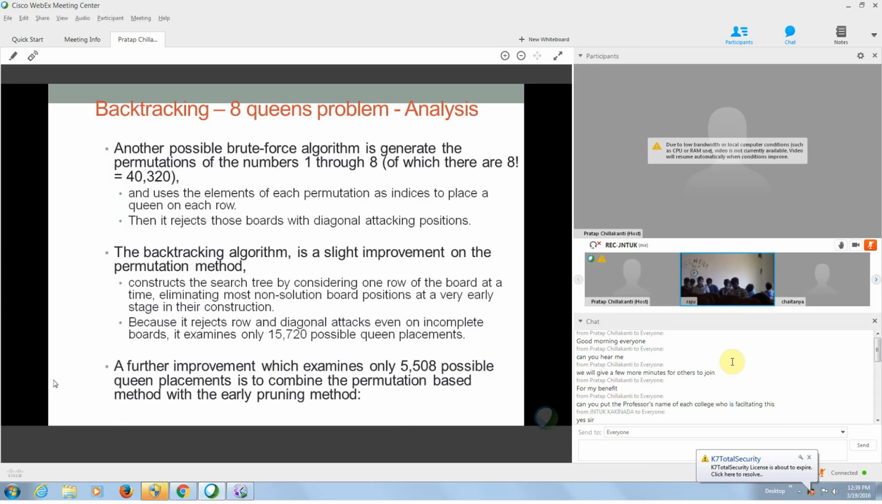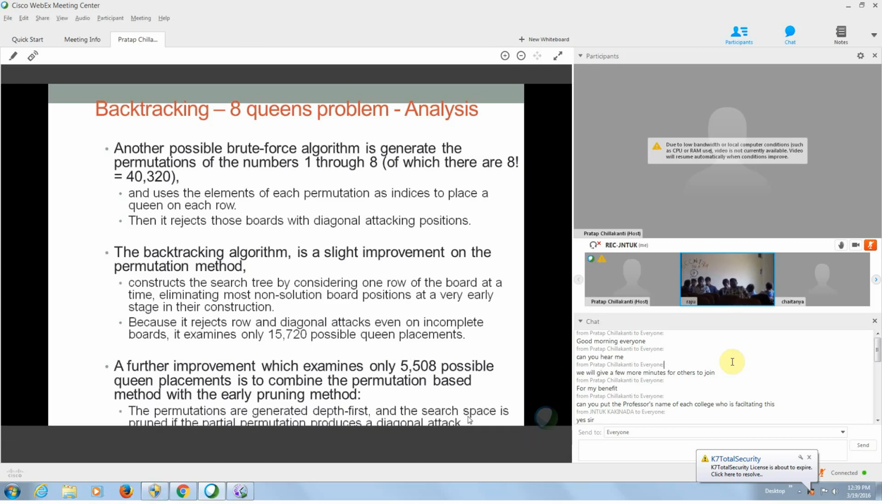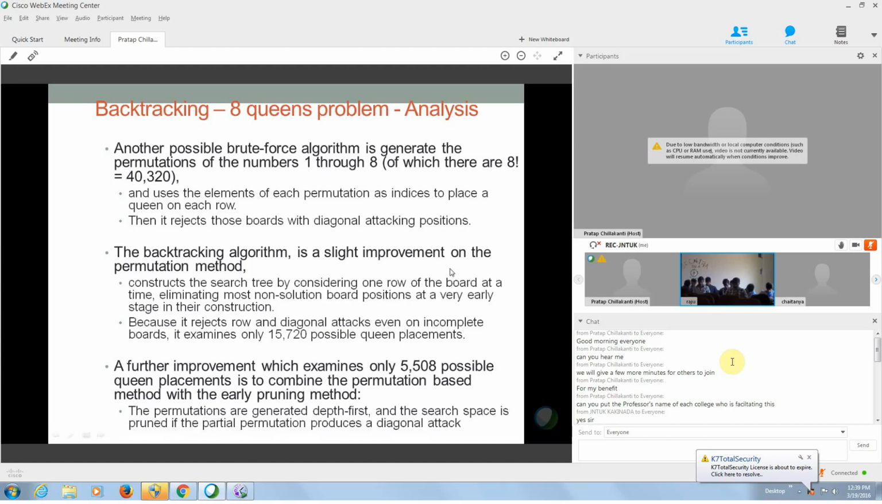And then we talked about the pruning techniques. When you reach a dead end, you no longer need to pursue any subtree beyond a dead end. By applying that improvement, you can see from 15,000 you further reduce it to 5,500 possible queen placements. So as you apply these additional sophisticated techniques, we are reducing the number of computations in essence. That is what we are doing here. Okay, that was the 8 queens that we discussed.